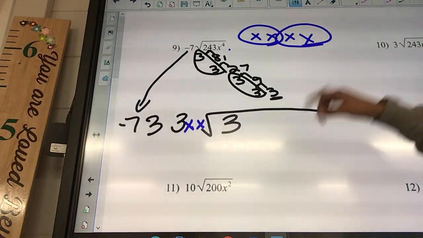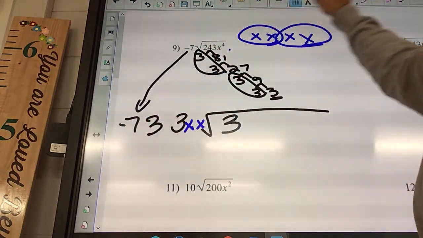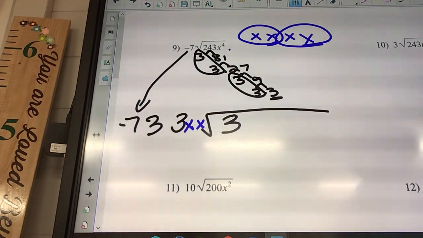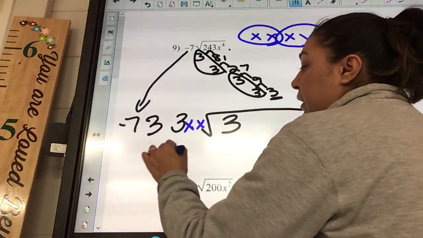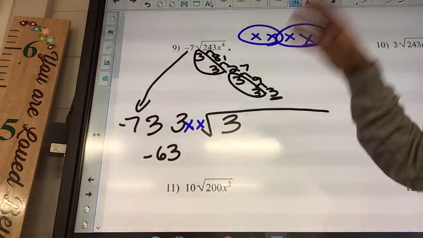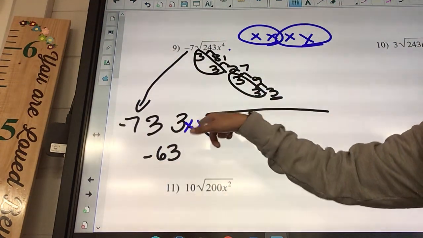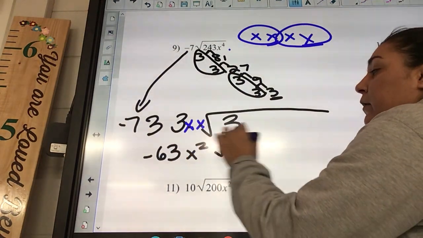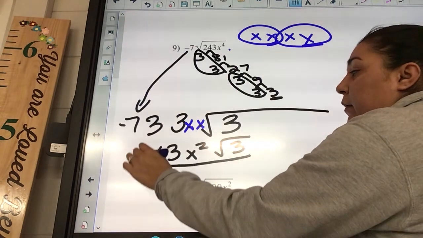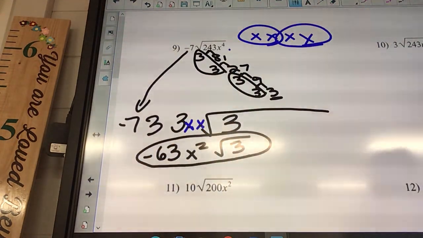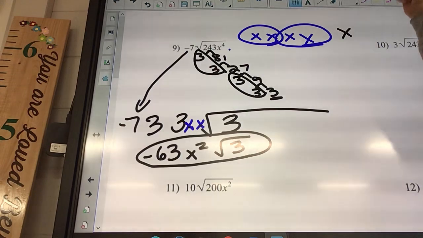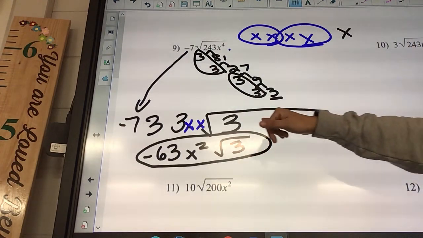Now what is negative 7 times 3 times 3? Negative 63. We know from writing the x's out, what is x times x? x squared. Square root of 3. If there was a 5th one, could he go? No, so then where would you put him? On the inside, just by the 3.